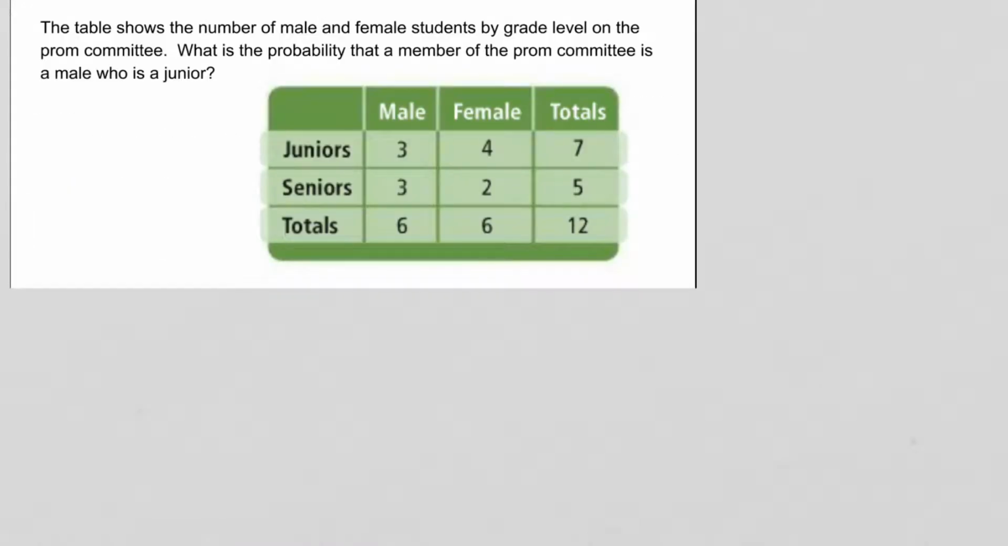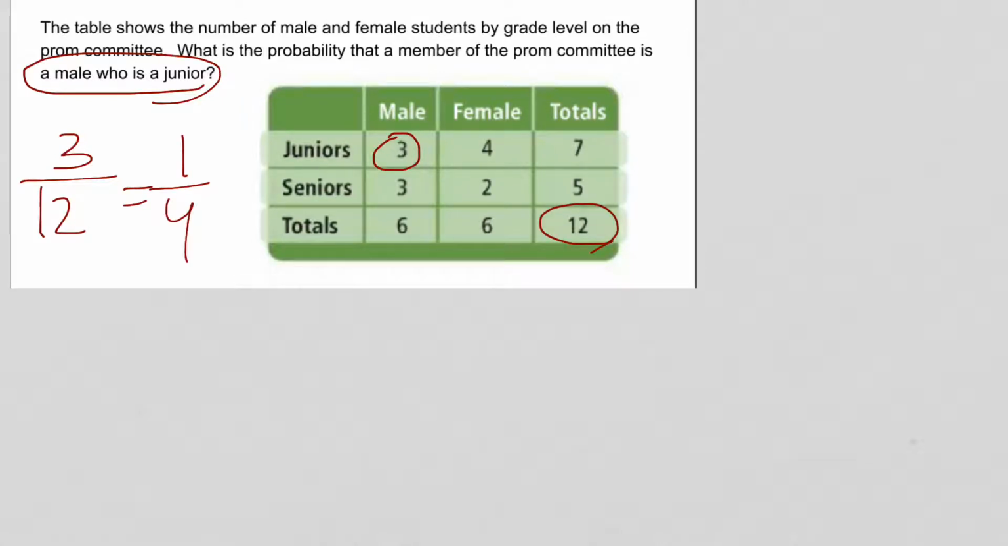Okay, here's this table about male and female students by grade level on the prom committee. So the question's asking, what's the probability that a member of the prom committee is a male who is a junior? So I'm going to look for the box. How many males are juniors? There are 3 of them. Out of the total of everybody, which is 12. So that probability is a 4th.